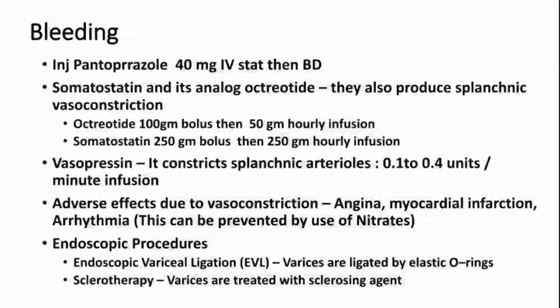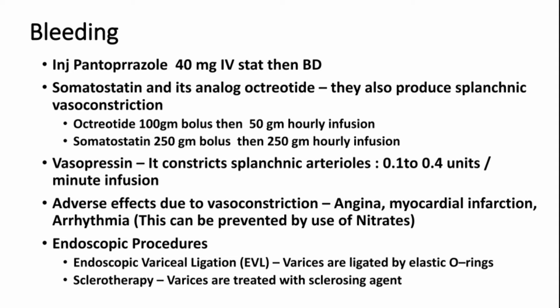If the patient is presenting with acute bleeding, acute intra-abdominal bleeding, we have to treat with pantoprazole, 40 milligram IV stat, then BD. We can give it as infusion also, but nowadays the recommendation is pantoprazole, 40 milligram IV stat and then BD, 80 milligram we can give. We can give somatostatin and its analog octreotide. Octreotide dose is 100 gram bolus, then 50 gram hourly infusion. Somatostatin is 250 gram bolus, then 250 gram hourly infusion.